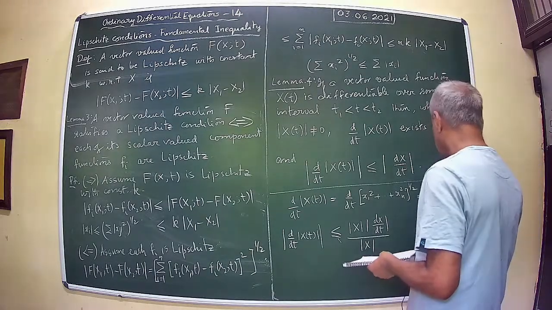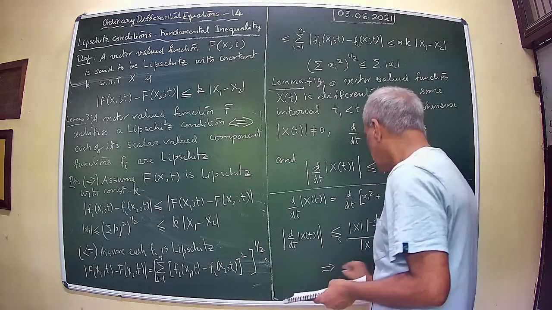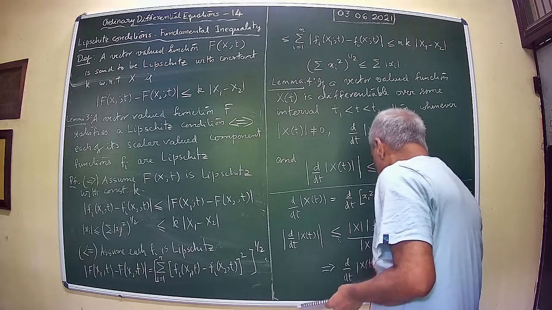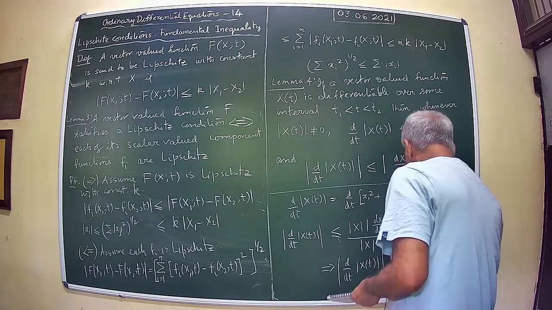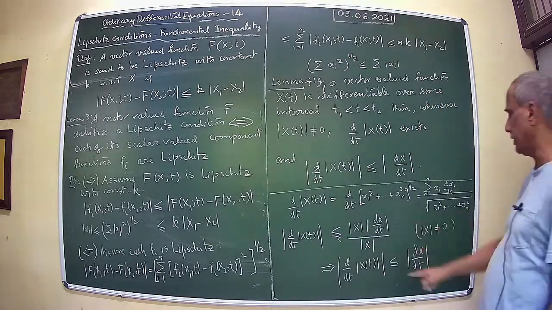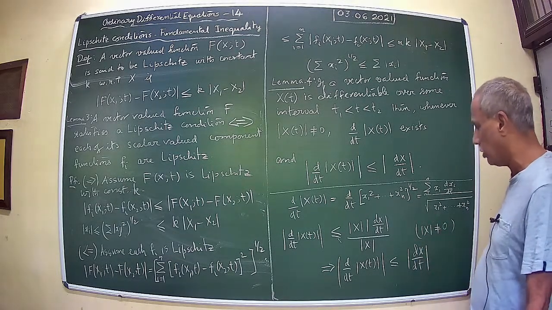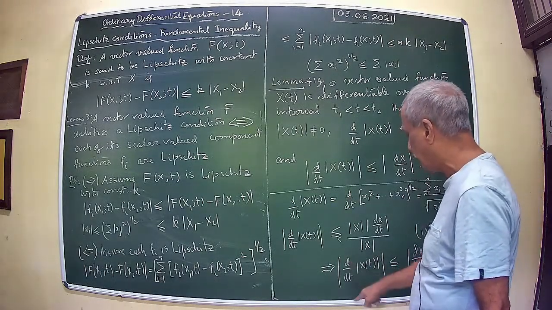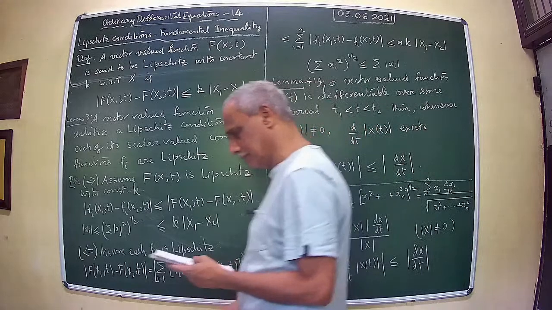Okay, since the norm is not equal to 0, this implies the bound on d by dt of the norm. The two are different. One is you are taking the derivative of each component of x, so you get a vector, and you are taking the norm of this. Here you are taking a scalar valued function constructed from x(t), differentiating it, and then taking the absolute value of that. So the two are different.